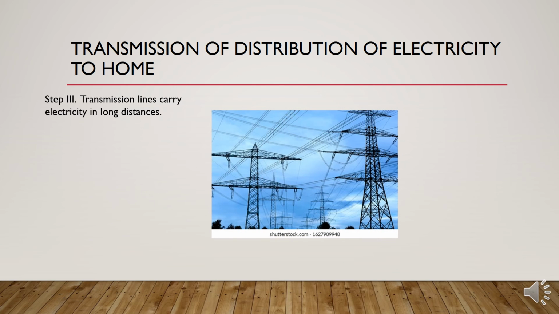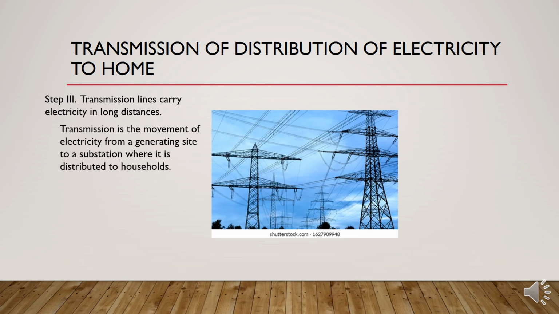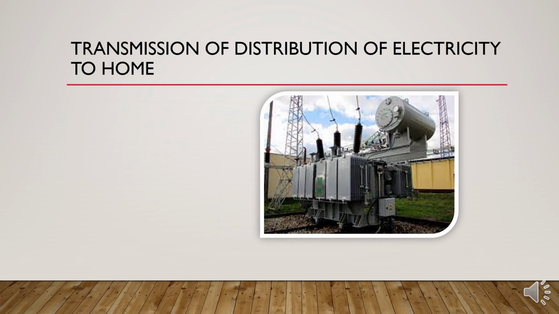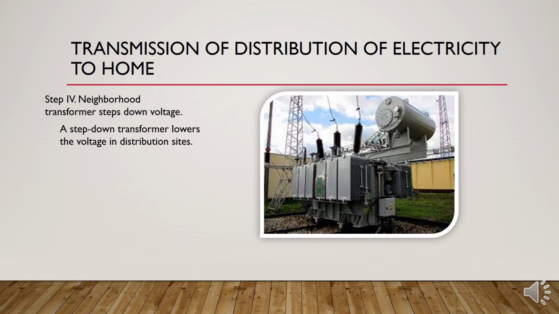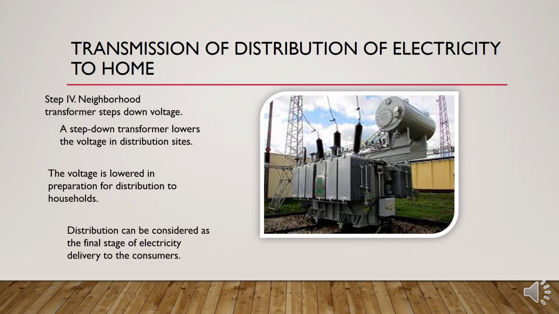Then on step 3, transmission lines carry electricity over long distances. Transmission is the movement of electricity from a generating site to a substation where it is distributed to households. Step 4, neighborhood transformers step down voltage. A step-down transformer lowers the voltage in distribution sites. The voltage is lowered in preparation for distribution to households. Distribution can be considered as the final stage of electricity delivery to the consumer.